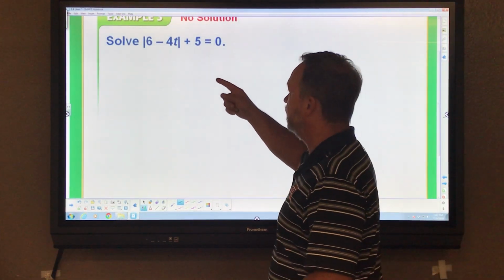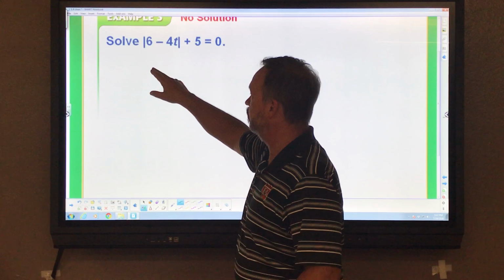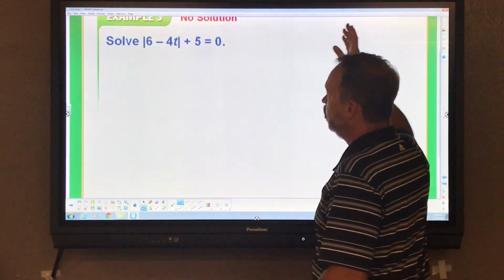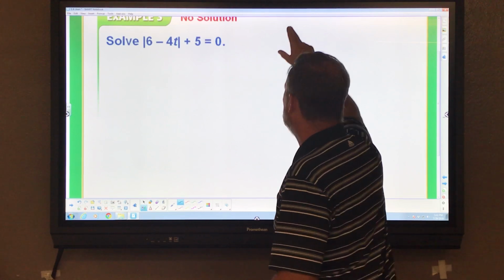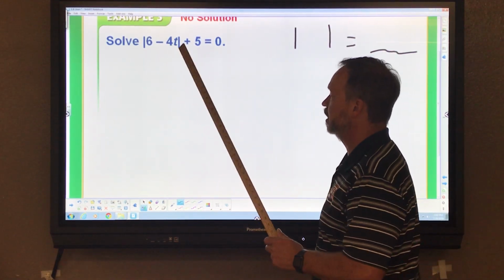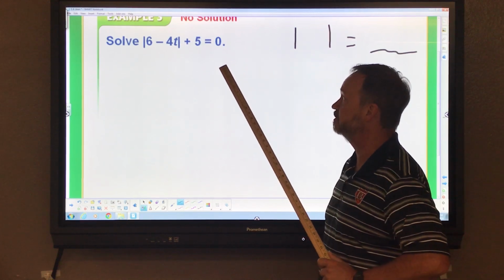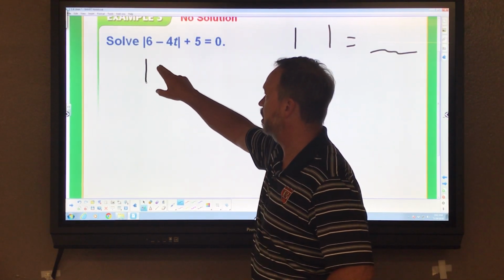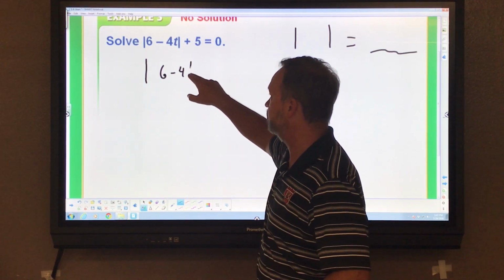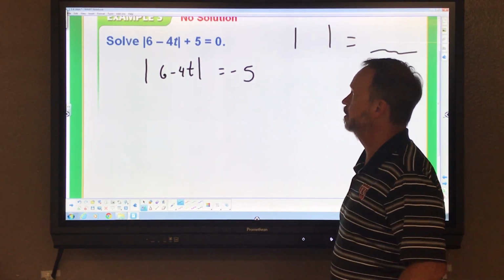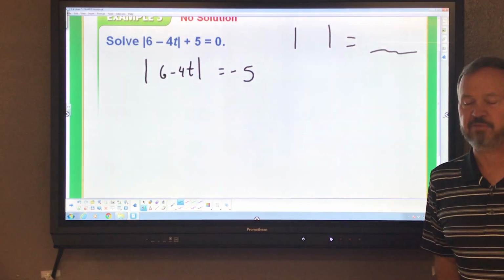All right, so we have this problem here. One of the things that's different from this problem than the ones we just did is all the ones we just did had absolute value equal whatever. That one doesn't. It's got an absolute value plus 5 equal whatever. So I think the first thing that we should learn to do is isolate the absolute value, like get it there by itself. And we would do that by subtracting 5 from both sides.